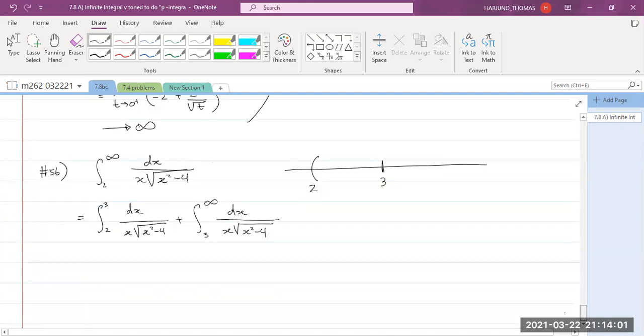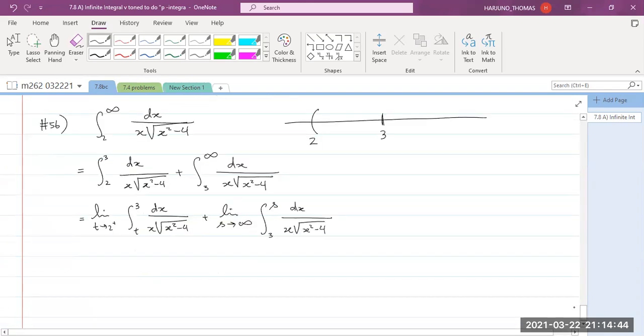Now then, if you happen to memorize, that's great. If not, then we need to do it the long way. Limit t goes to 2 from the right-hand side of integral from t to 3 dx over x square root of x squared minus 4 plus limit s goes to infinity. You cannot use t anymore because you already used t earlier. Integral from 3 to s dx over x square root of x squared minus 4. Honestly, I don't remember the integral of 1 over x square root of x squared minus 4.